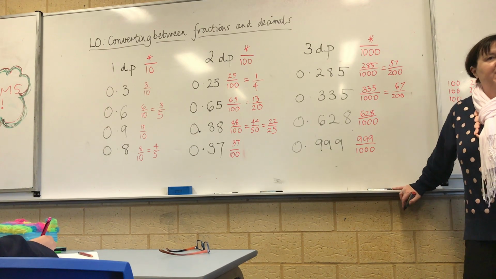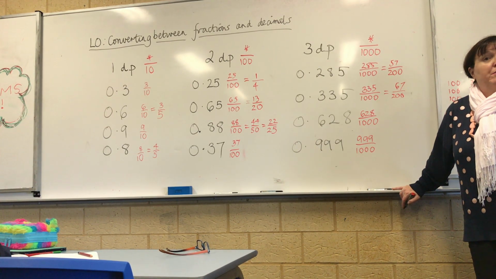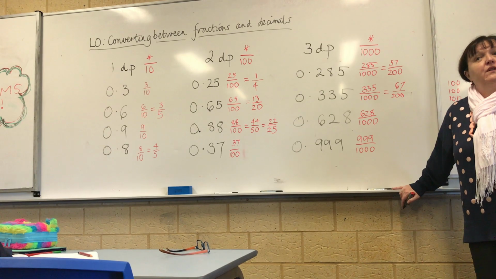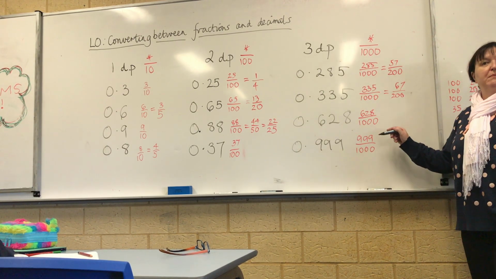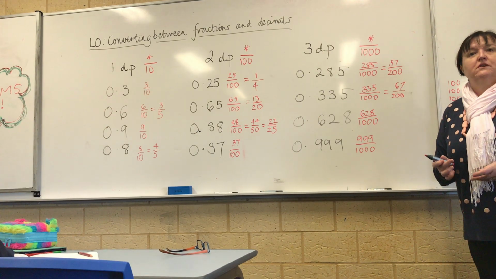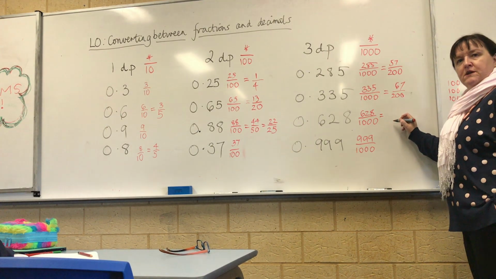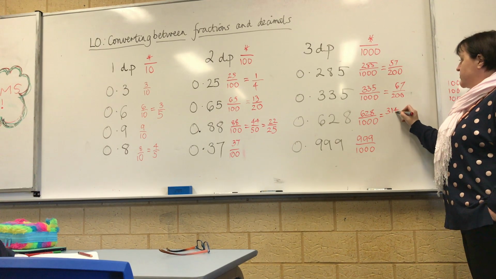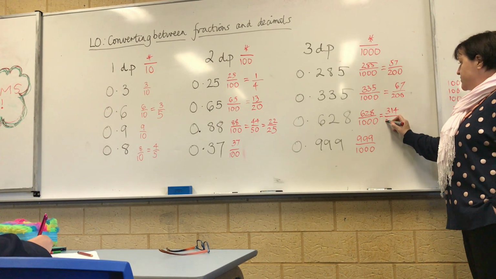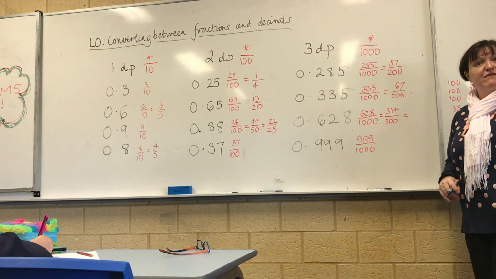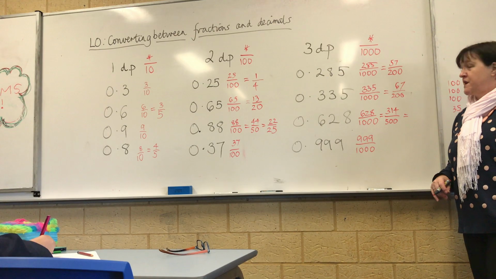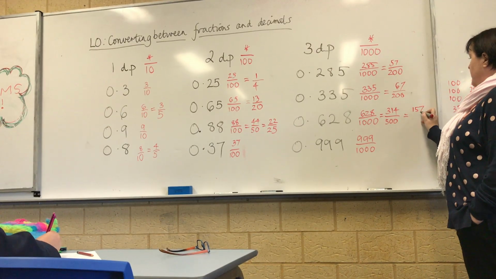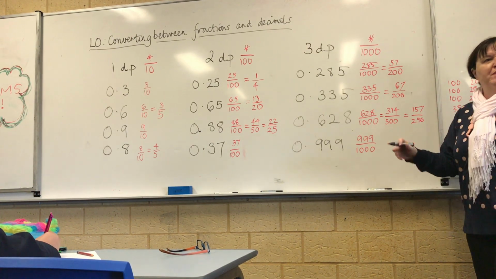Okay, 628 over 1,000. Now, I wouldn't know what the highest common factor of those are. It might be 4, it might be 8, I don't know. But what would you do if you were given 2 numbers like this that were both even? Where would you start? You'd halve them, that's right. So can you halve them for me, Marcus? 314 over 500. Okay, both still even. So what can I do? Half them again. Yeah, so it'll be 157 over 250, and no common factors for those.